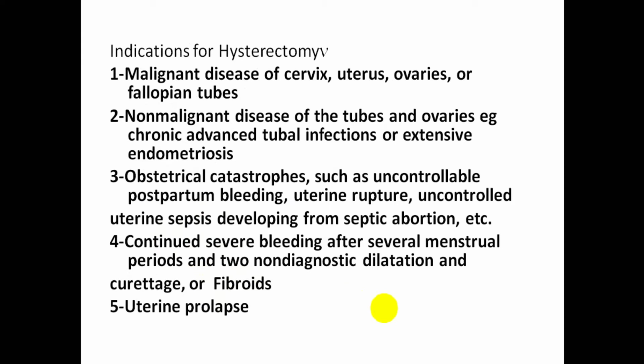Indications of hysterectomy: either malignant disease of the cervix, uterus, ovary, fallopian tube, or non-malignant, chronic advanced tubal infection, ovarian complication, extensive endometriosis, obstetrical catastrophes such as uncontrollable postpartum hemorrhage, uterine rupture, uncontrolled uterine sepsis developing from septic abortion. Number 4, continuous severe bleeding after several menstrual periods, and non-diagnostic dilatation and curettage was done, or uterine fibroid, uterine prolapse.